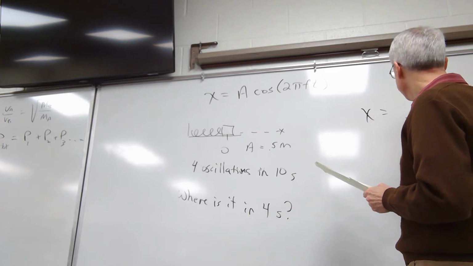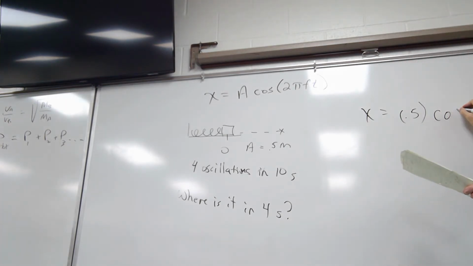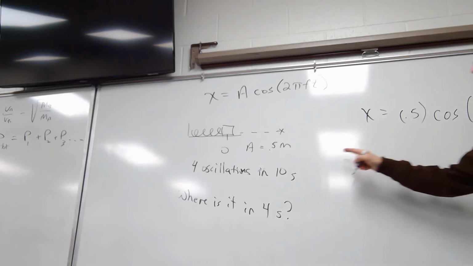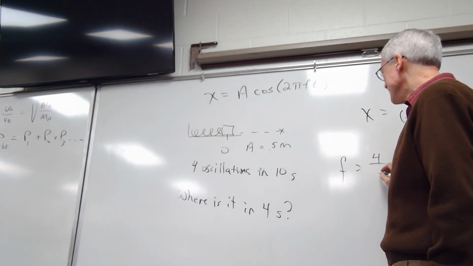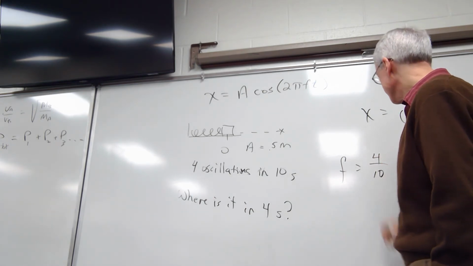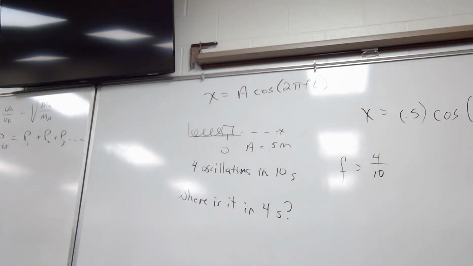A is 0.5, cosine 2 times pi. What's f? The t is 4. F is the only thing we really have to figure out. Then the rest is plugging in. What is the f? 4 oscillations in 10 seconds. The f is the number of oscillations per second, right? So the f looks like it's 0.4. Is that really true? Yeah, I think so.